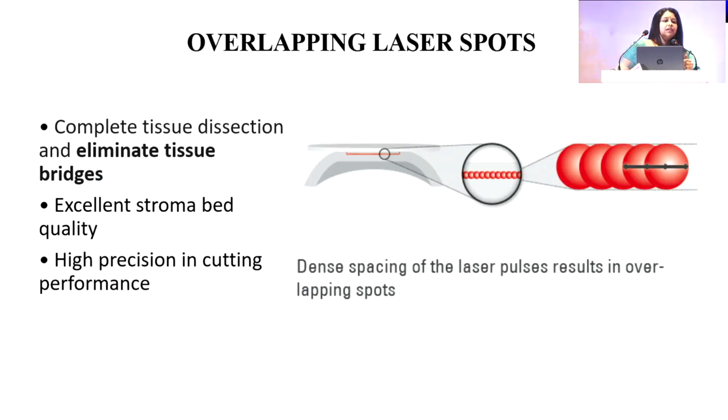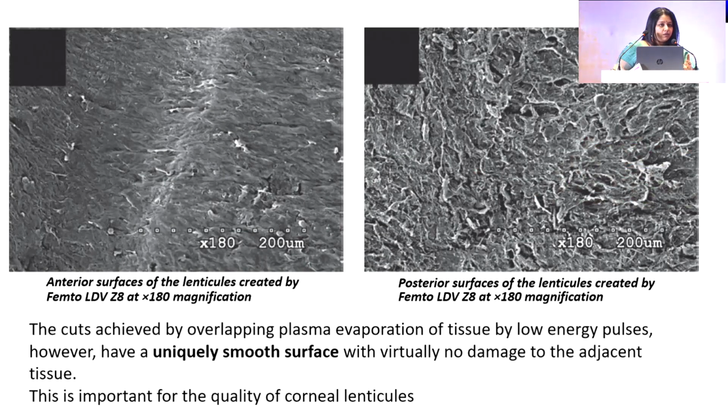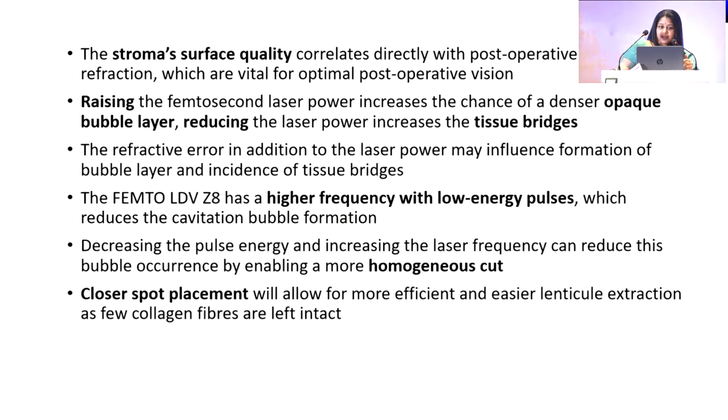So with overlapping spots and a small focal spot size, it results in an excellent stromal bed quality, having a very smooth lenticular extraction. And with confocal microscopy, this is how the anterior and posterior surface of the lenticule looks. And again, why is this important? Apart from the surgical manipulation on table, it plays a vital role in the postoperative healing, which has a bearing impact on the vision.